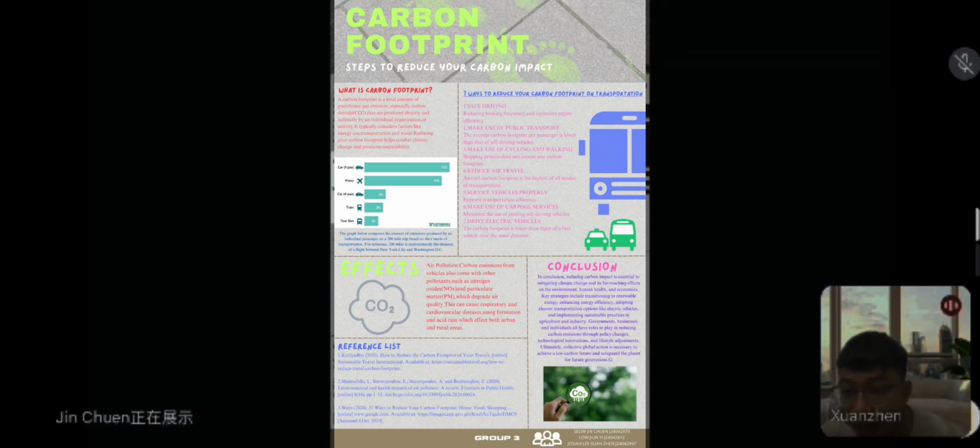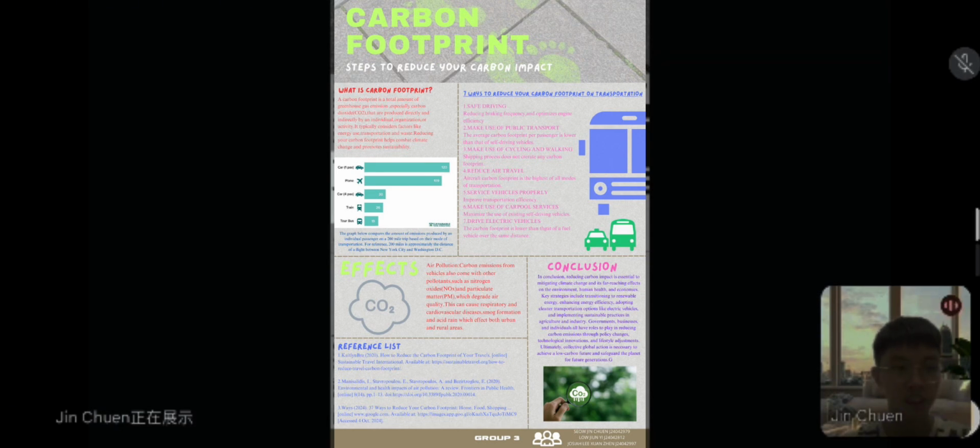Let's move on to the next point. The effects of air pollution: carbon emissions from vehicles also come with other pollutants such as nitrogen oxide and particulate matter, which degrade air quality. This can cause respiratory and cardiovascular disease, smog formation, and more, which affect both urban and rural areas.